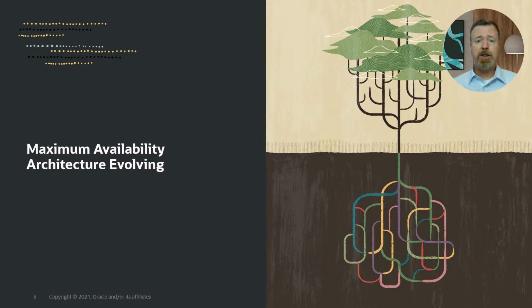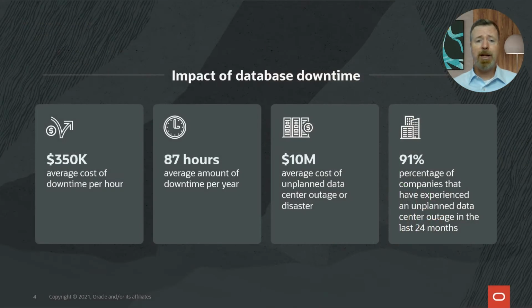Now, before we actually jump into the specifics, it's important to understand the problem that we're trying to address, and that is database downtime and data protection. We don't want any data loss. And the impact of both of these types of occurrences can be significant, as we can see from this slide. $350K on average cost of downtime per hour, 87 hours average amount of downtime per year is pretty significant. So it's a very, very common occurrence.